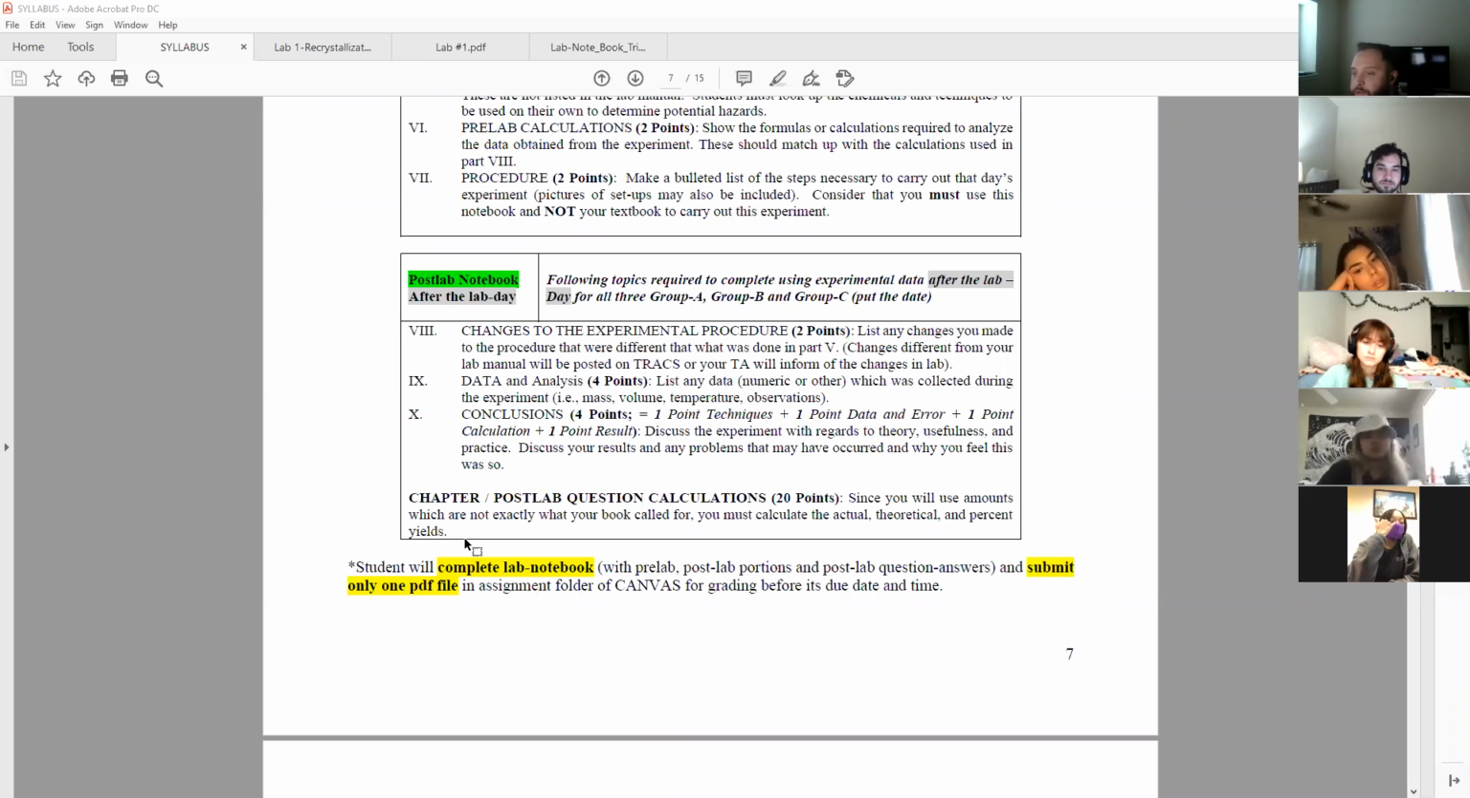Since you will use amounts which are not exactly what your book called for, you must calculate the actual theoretical % yield. But yeah, you guys have to do all that stuff because we're giving you data. So the data that's in the lab manual, you're not using that. Don't just look at it and go, okay, and then do all your calculations. There will be a set of data that you have to use.